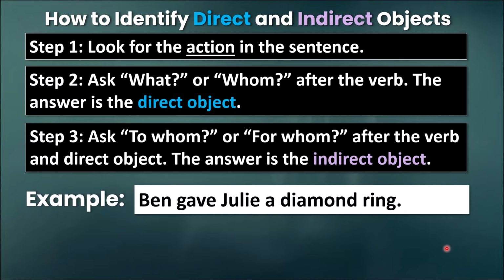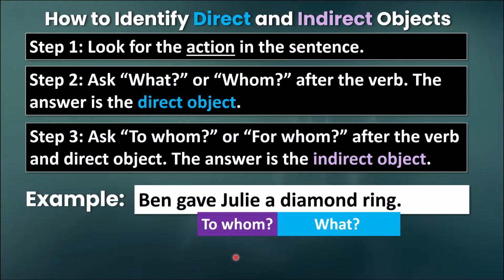Let's look at another example. Ben gave Julie a diamond ring. What is the action in this sentence? The action is gave. So now let's ask, what did Ben give? Well, Ben gave a diamond ring. So a diamond ring is the direct object. And to whom or for whom did he give the ring? Well, he gave the ring to Julie. So Julie is the indirect object. So this is how you can identify direct and indirect objects when a sentence contains both of them.